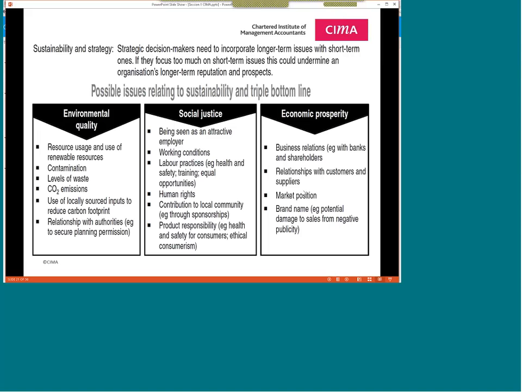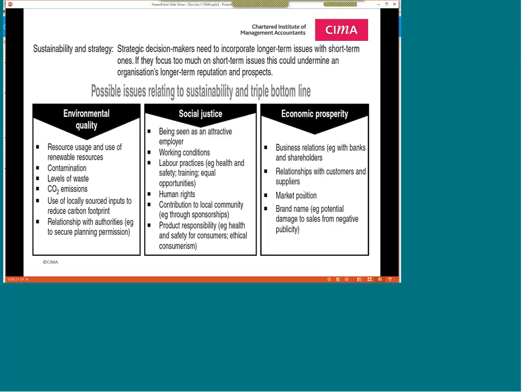In terms of economic prosperity, it has to do with economic impact on society, or it can be within your business as well. So your position in the market, brand name would be under this area as well. What are your relationships with, for example, banks, shareholders, customers, suppliers, which have an economic impact at the end as well.